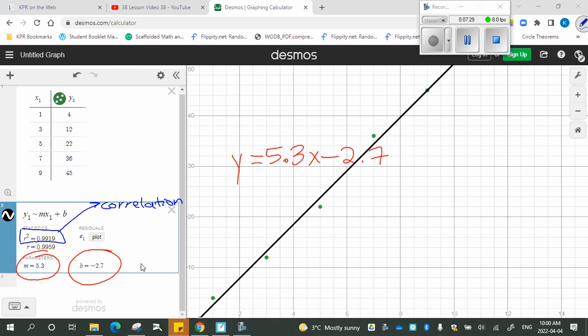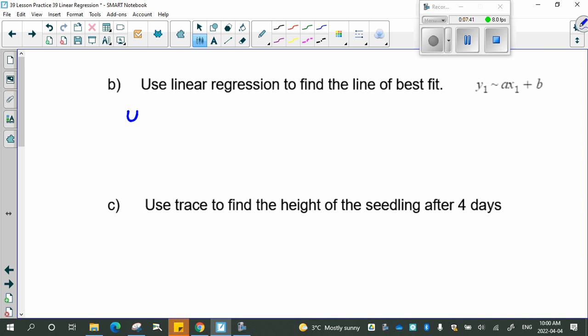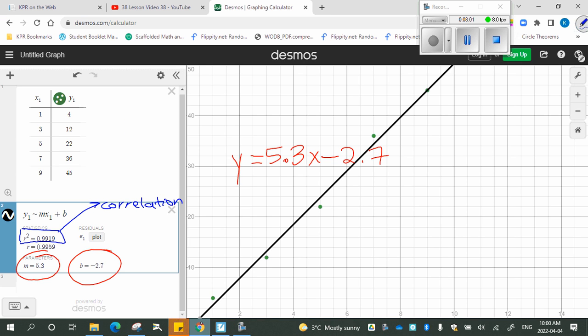All right, so now we have to go and copy that back. So 5.3x minus 2.7. So go to your note now. Y is approximately equal to 5.3x minus 2.7. That's our equation of the line of best fit. Now it says use trace to find the height of the seedling after 4 days. So go back to your Desmos. Trace.